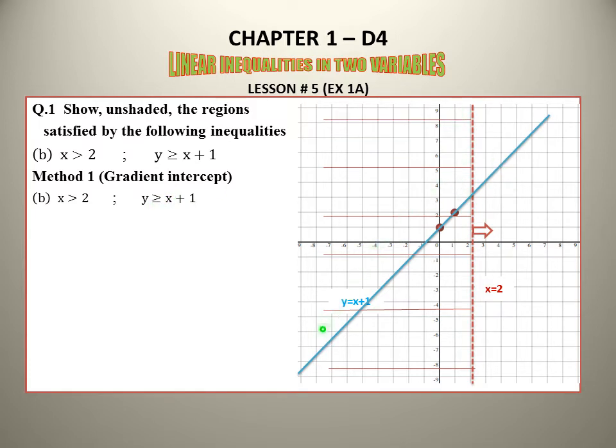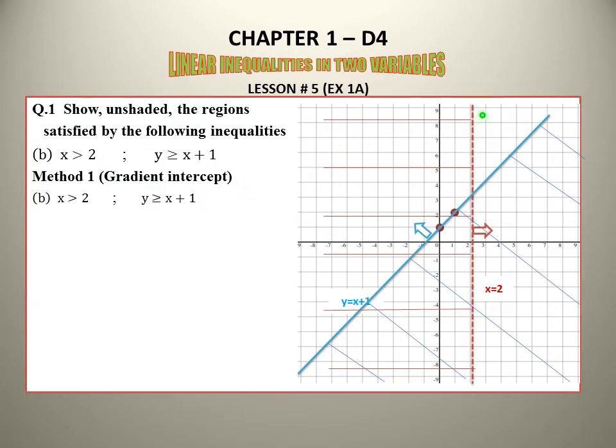Because we are asked to leave it unshaded, we will not shade this region. This is the defined region. This region is defined, so we will shade the undefined region. Shade this. Now the unshaded region is the region in which the solution of these two inequalities lies.